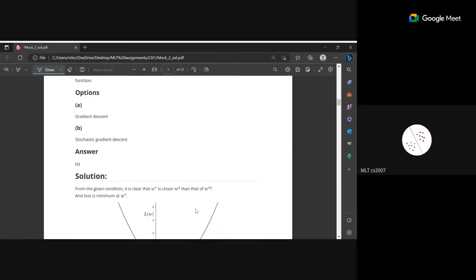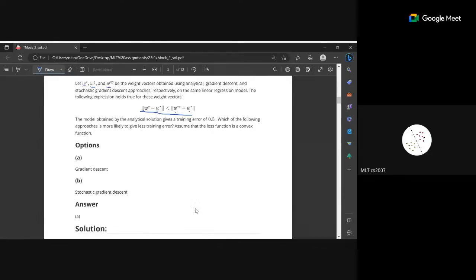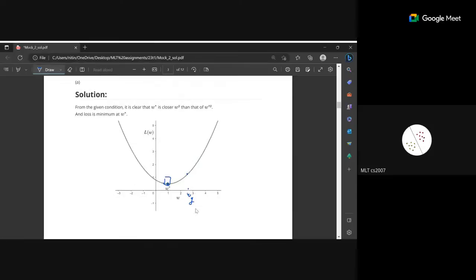Remember this condition. It says that WSG is farther away from W star than WG. So it should be somewhere here, and its distance from W star should be higher than this distance. It doesn't matter where it's lying, the loss for WSG will always be more than WG, because the loss for WG will be somewhere here and for WSG somewhere here. So WSG will always achieve more error than WG.